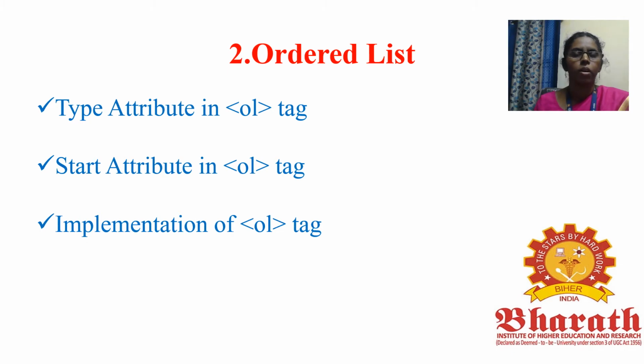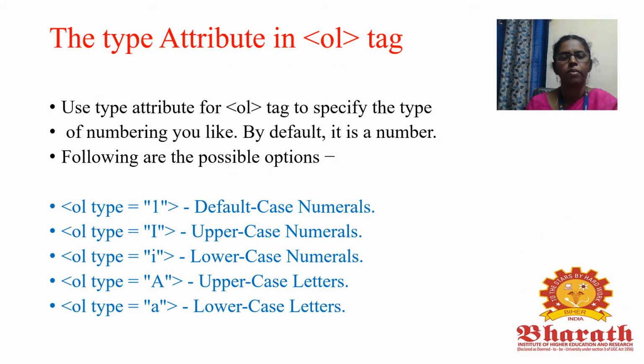The ordered list is nothing but a set of related items that are arranged as a numbered sequence. So within that we have to discuss about the type of the attribute in OL tag. For the ordered list we are using the OL tag. So we have to discuss about type of attribute, then start attribute, then we have to discuss about how we are implementing this OL tag. Next we will discuss about the type attribute in OL tag.